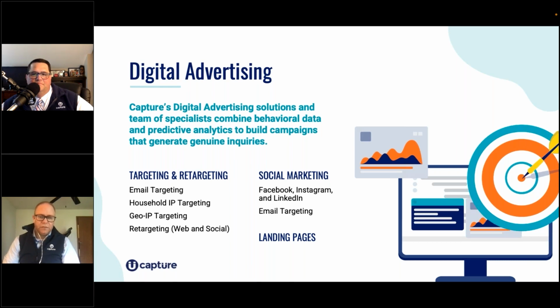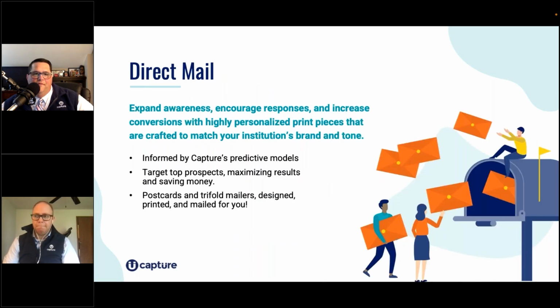And I think the success that we're seeing is definitely through social, but also those list-based targeting strategies through email targeting and household IP, specifically with search names. And we talked about direct mail briefly before, but again, we're expanding awareness, building brand awareness with how we deal with our direct mail pieces, and making sure that it's all being informed by the predictive models that are running behind it.